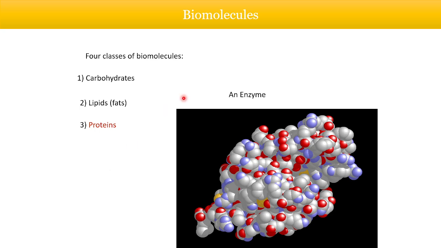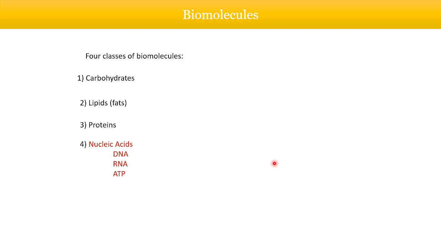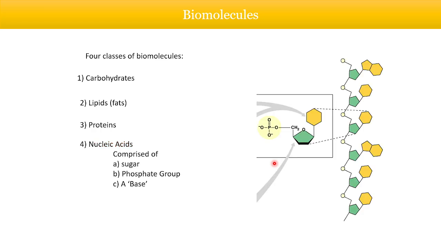Proteins, you have heard of that. One of them is an enzyme. Proteins are three-dimensional molecules that are formed by alpha amino acids, and they have a particular structure and function. The fourth one that we are mostly interested in today's class is nucleic acids. Nucleic acids comprise basically the DNA and the RNA, and they are mainly comprised of sugars.